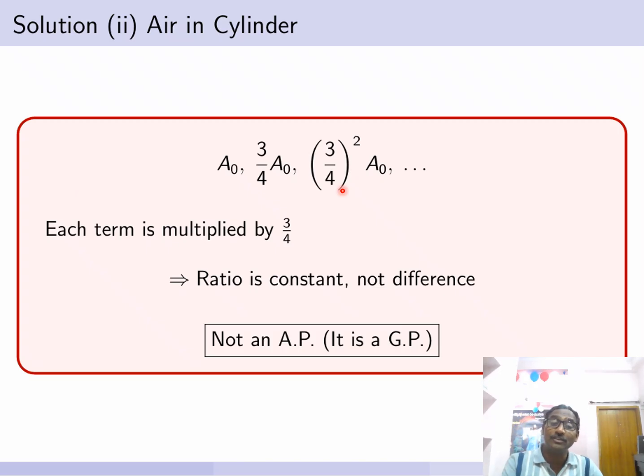So it is not an AP. Common difference should be equal, then only it will be an AP. Here the common ratio is equal. That means it will be a geometric progression. Geometric progression is not in your syllabus. Okay, you can say it is not an AP. It is not an arithmetic progression, that you will say.